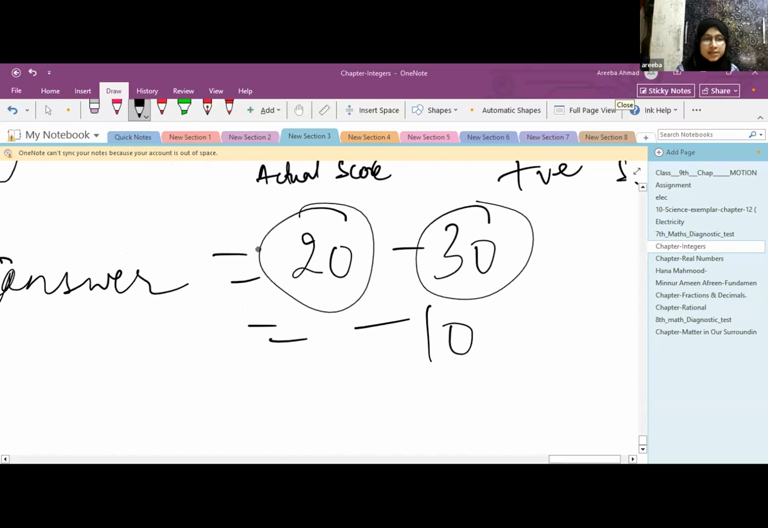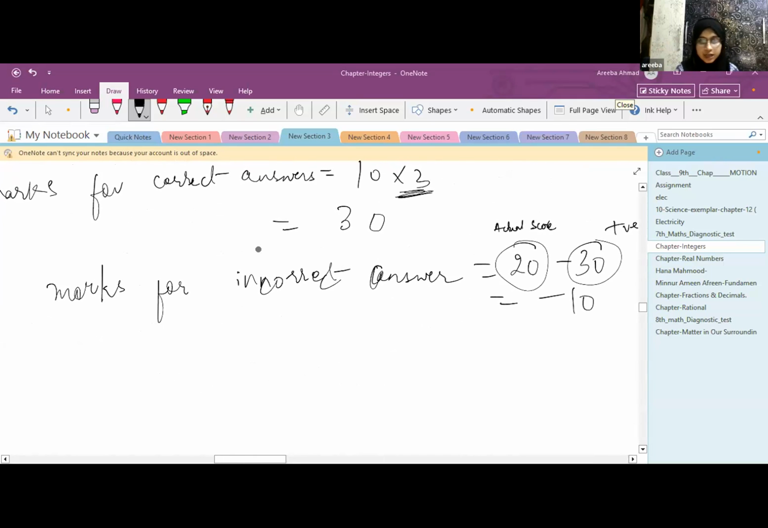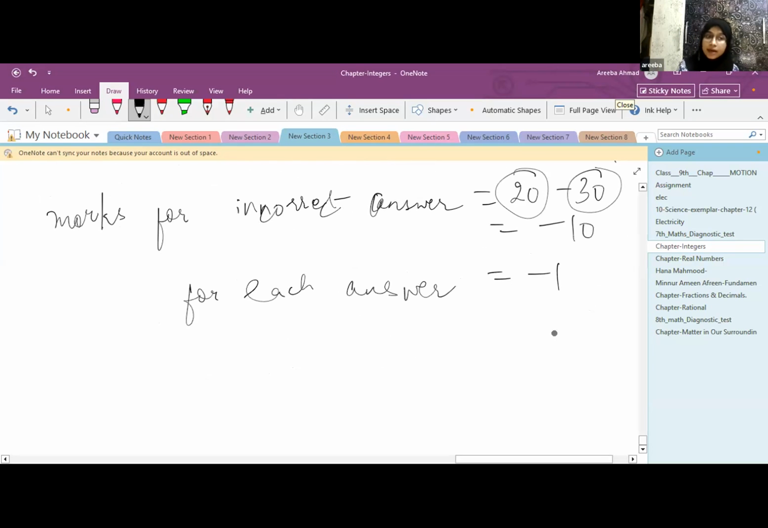Anyways, now I have got the marks for incorrect answers. Now I want to know how many incorrect answers there are. I know that for each incorrect answer, minus 1 is deducted, it's there in the question. So to find the number of incorrect answers, what will I do with minus 10 and minus 1?